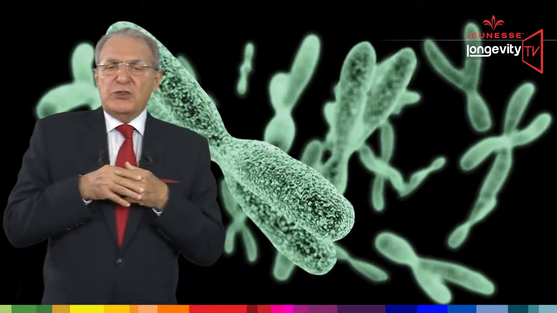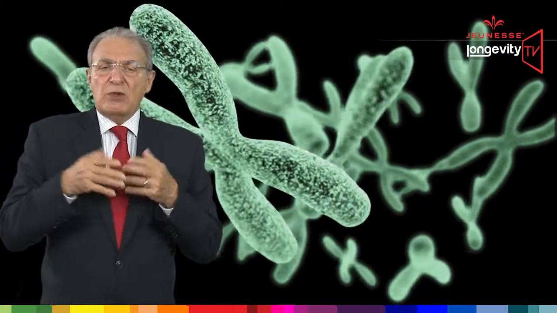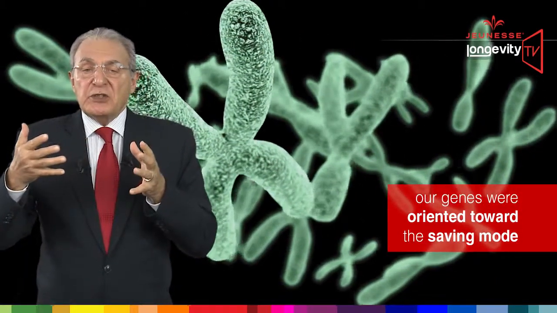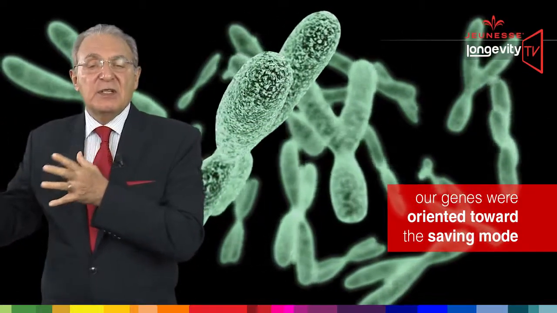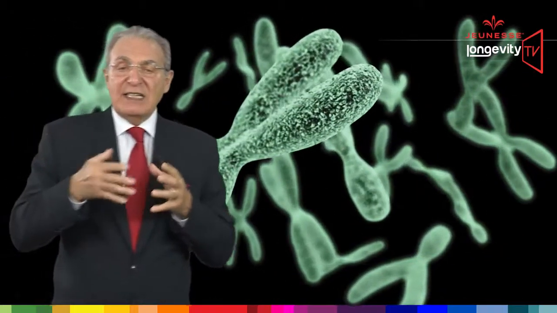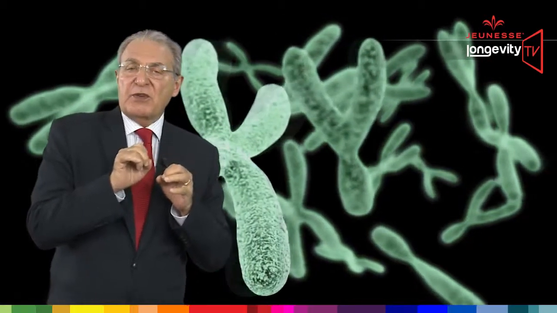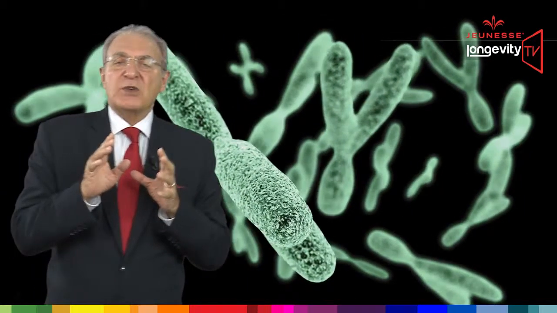Because of the uncertainty of food availability, our genes were oriented toward the saving mode, which means that every time we eat, all the energy coming from the food was oriented to the storage facility.